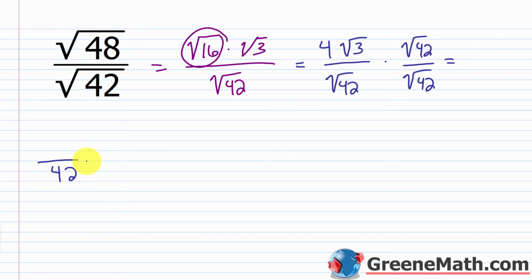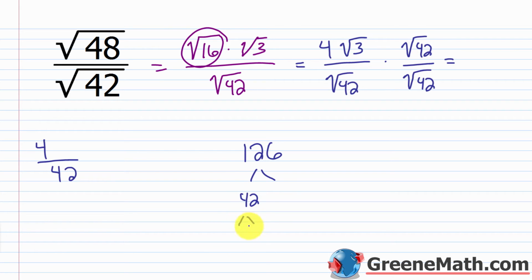For my numerator, I'm going to have 4 times the square root of 3 times the square root of 42. Now, 3 times 42 is 126. But if I think about 126, I want you to remember that 42 was what?